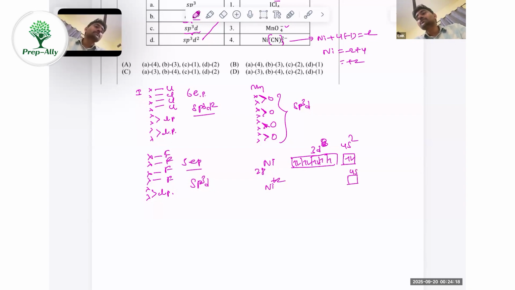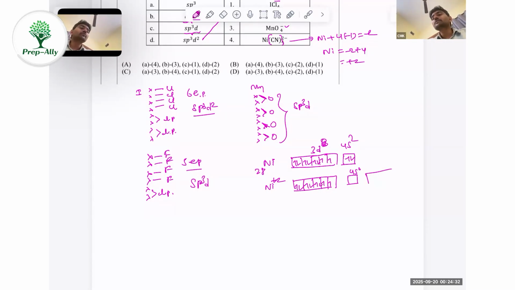Nickel 2 plus means 4s0: the outer valence shell loses its electrons. So the remaining electrons are 8 in the d orbitals, and with 4s empty, d orbitals will also be available. Whenever the cyanide ion comes, CN minus, nickel is at the center and 4 CN minus ions come to the nickel. Since the negative charge is on the carbon, carbon cannot pull the electron density, so the density is spread over a larger area.